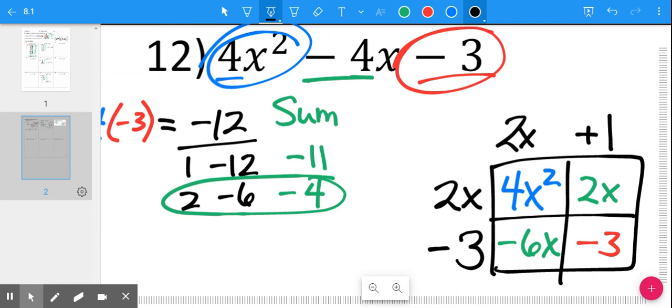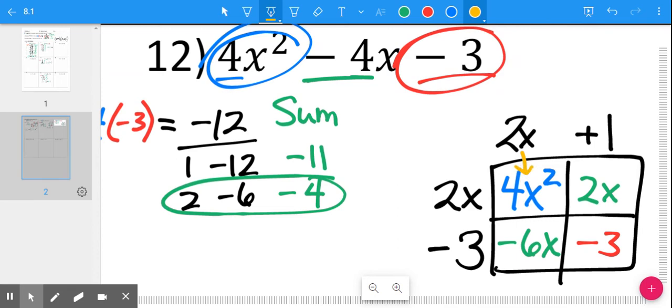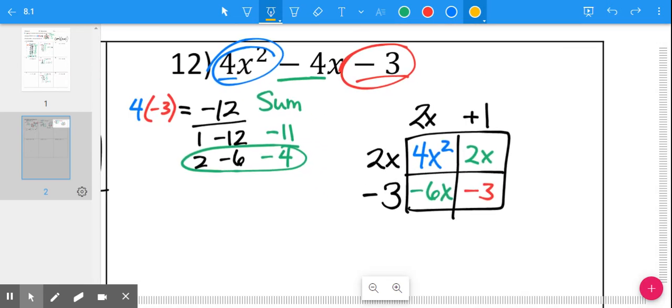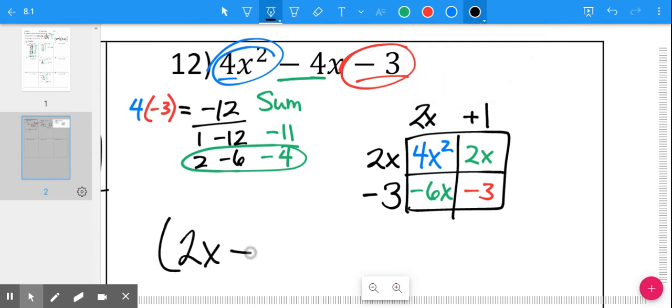So just to double check, if we look at all of the parts of this, we have 2x times 2x makes 4x squared. That's perfect. 2x times 1 is 2x. Perfect. Negative 3 times 2x makes negative 6x. And then positive 1 times negative 3 makes negative 3. So that means our binomials are set up correctly because everything in that area model works. So we have 2x plus 1 and 2x minus 3.